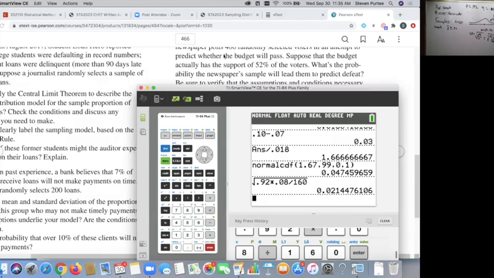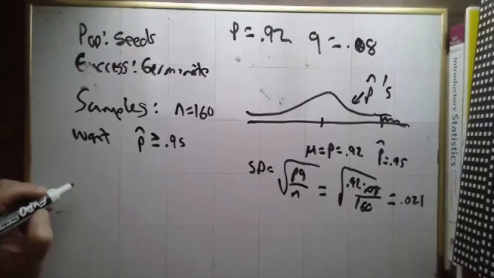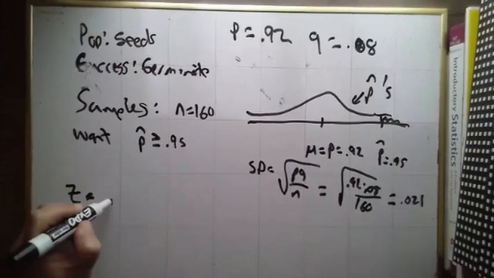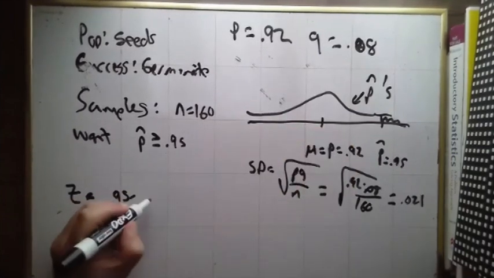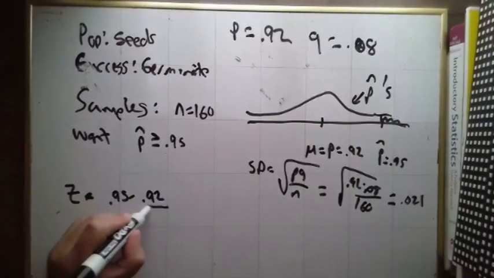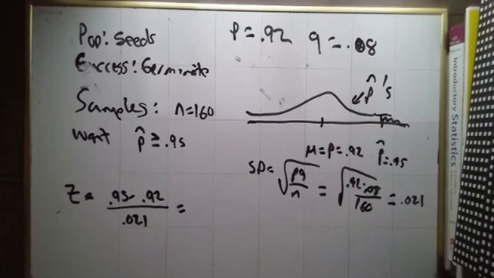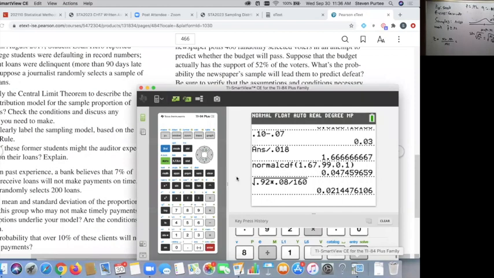Okay, now I can find my z-score. Z-score is the one I want minus the one in the middle of my picture. That's why it's imperative that you draw the picture, all over that standard deviation we just calculated. If you want to do this all in one step without having to hit enter twice, you can always put that top in parentheses, 0.95 minus 0.92, divided by 0.021, I think it was.